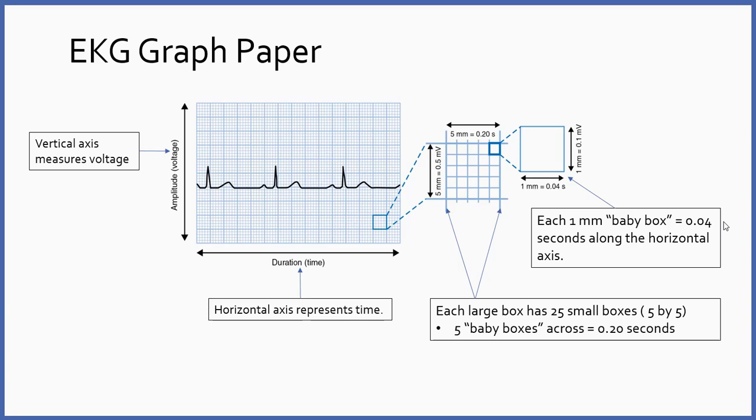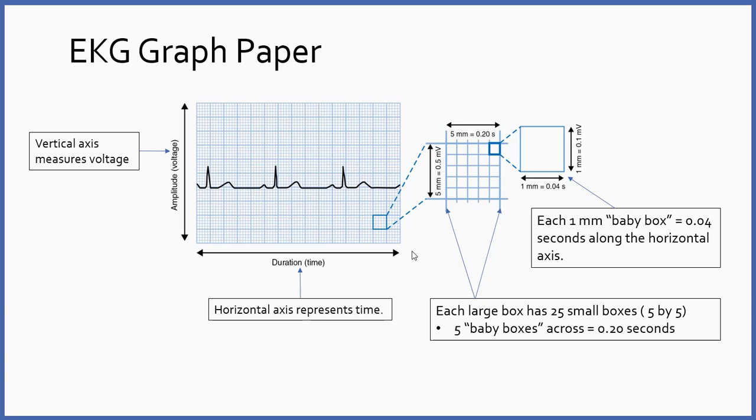Now, when we look at this, the vertical axis, which is the up and down axis, that is voltage. That measures voltage, and that's not something we're going to be concerned about for the most part as we look through things. We're going to be paying attention to the horizontal axis. The horizontal axis across the strip measures time, and that's what we're going to focus on.